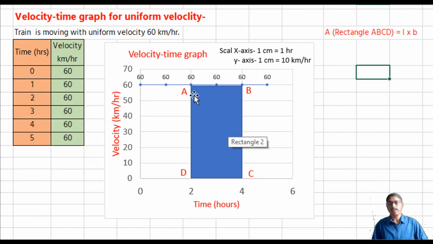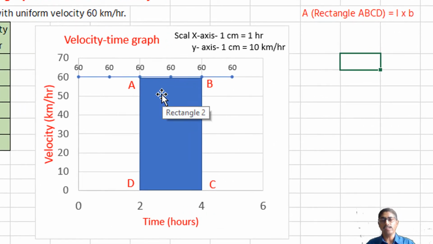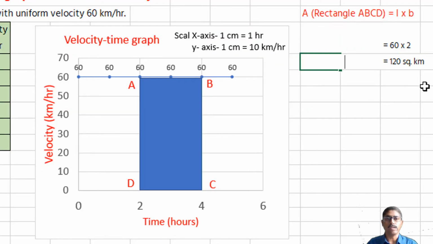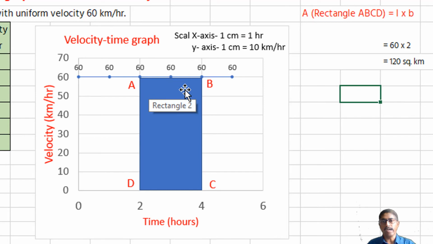Now calculate the area of rectangle ABCD, that is equal to length into breadth, that is equal to 60 into 2, that is equal to 120, that is 120 square kilometer. That means the area of that rectangle ABCD is 120 square kilometer.